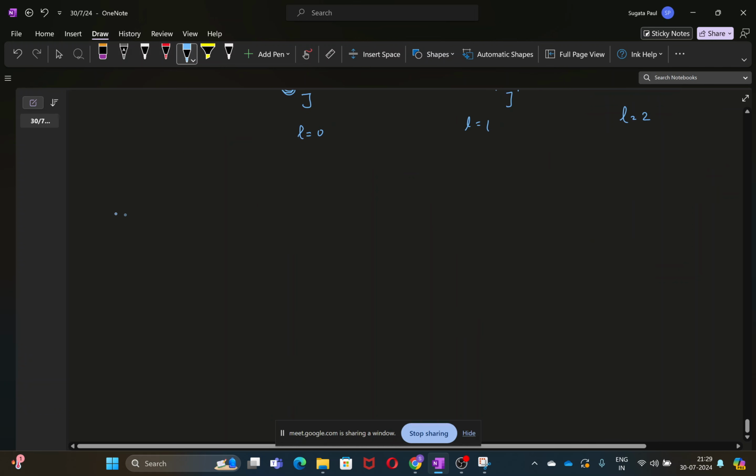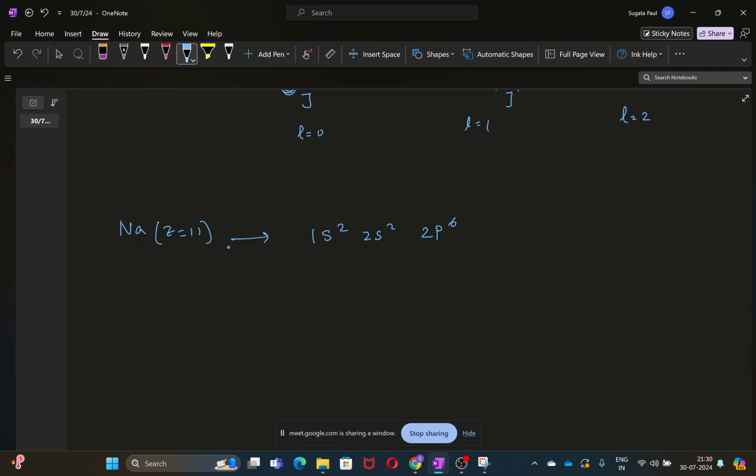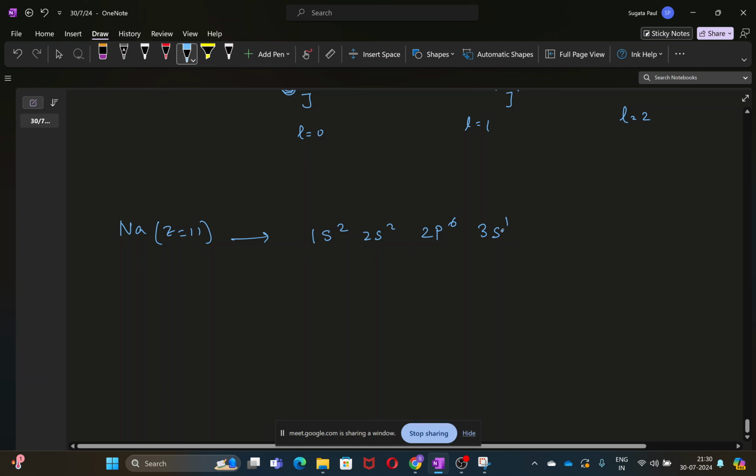Now let us check for sodium's case. So sodium is Z equal to 11. As I said, first you have to know the atomic number. Now we have to check the orbital configuration of the filling of the electrons. So 11 means it is 1s2, 2s2, 2p6. Calculate that: 6 plus 2 plus 2, that means 6 plus 4, that is 10. So 1 electron is left because the total atomic number is 11. So 1s2, 2s2, 2p6, 3s1.